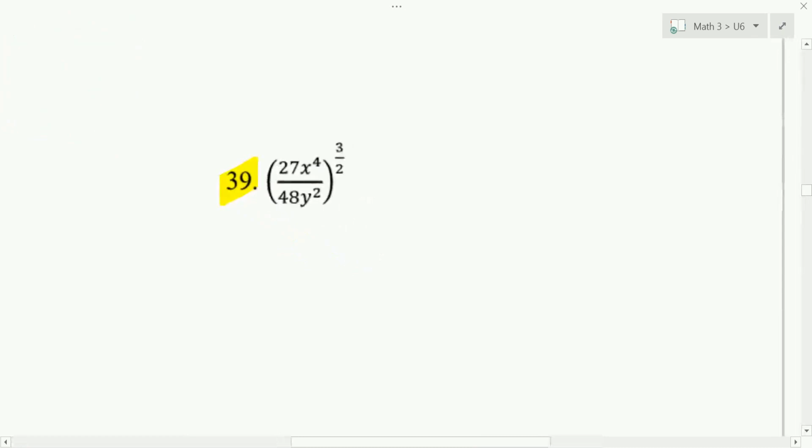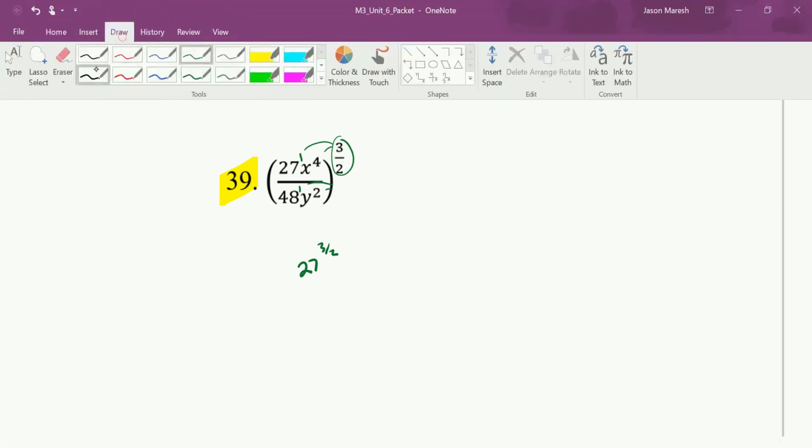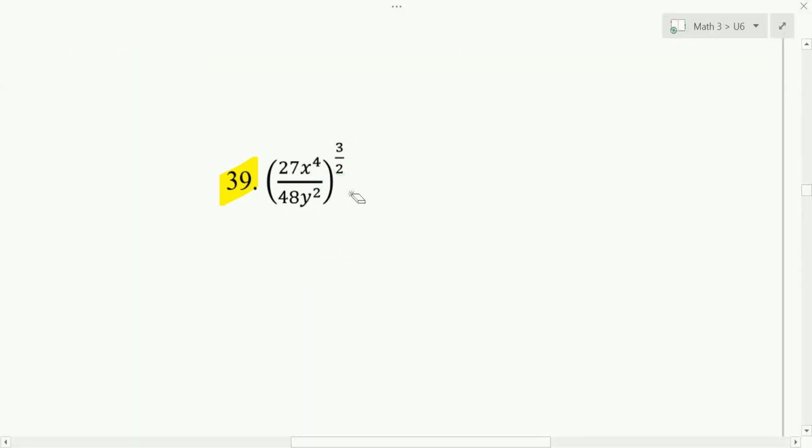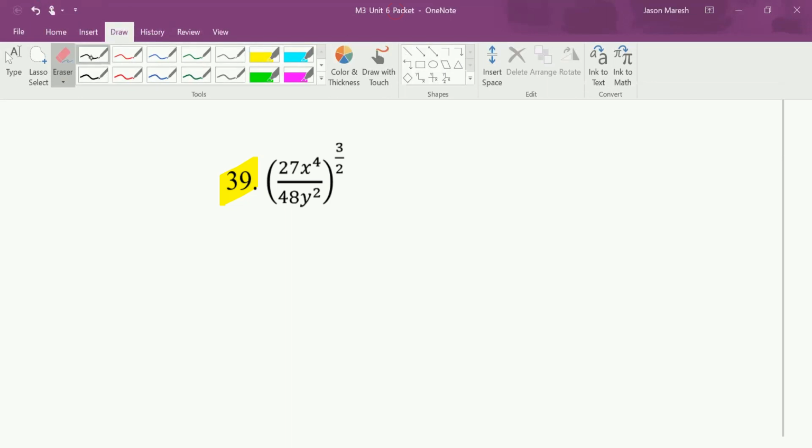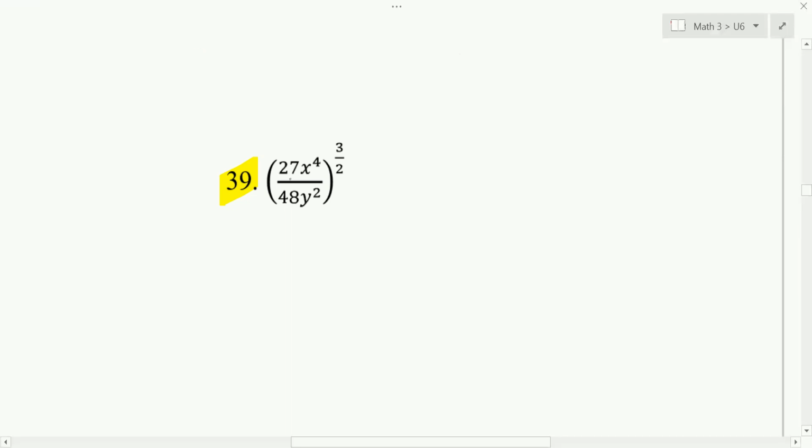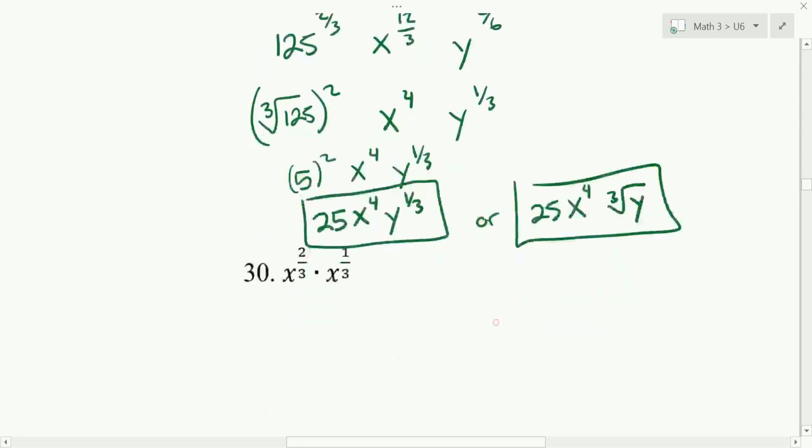Number 39. 27 right now has a power of 1, 48 has a power of 1, and I'm going to take that 3/2 power and multiply it with each piece. So we get 27 to the 3/2 power. Actually, probably a better idea before we do that is to reduce, because that 27 over 48 will reduce. They're both divisible at least by 3, right? So if you divide 27 by 3, you end up with 9.